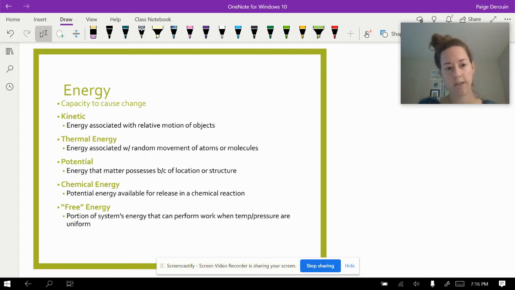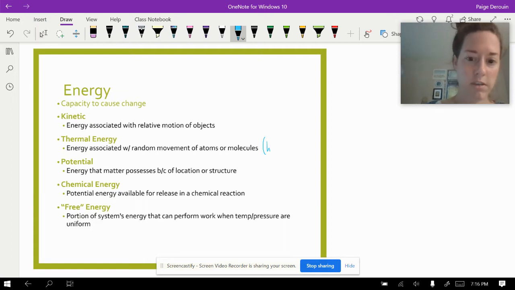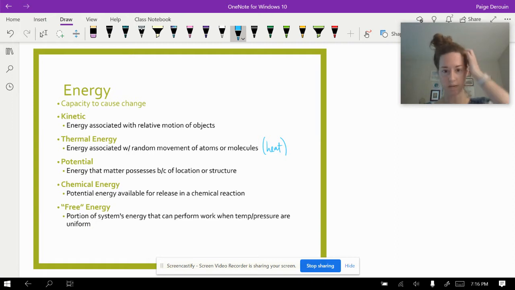So the first one is kinetic. Kinetic energy is the energy of motion. Then you also have thermal energy, that's heat. Heat is thermal energy. It's related to the movement of atoms or molecules. And then cold is just the absence of heat, the absence of that energy.